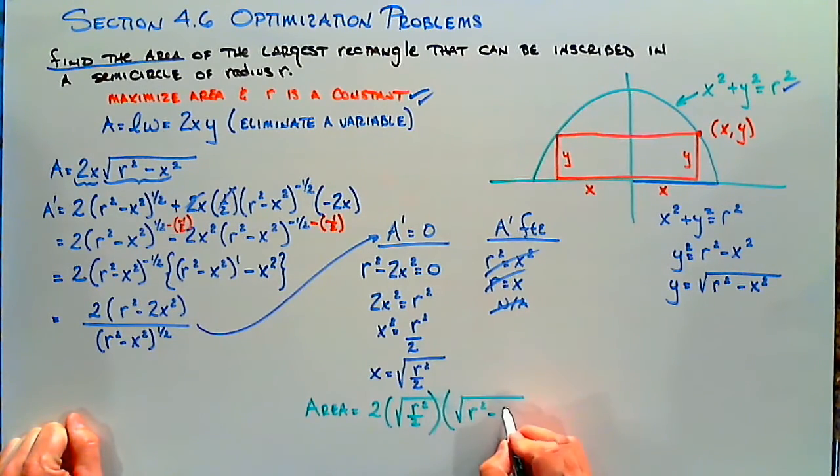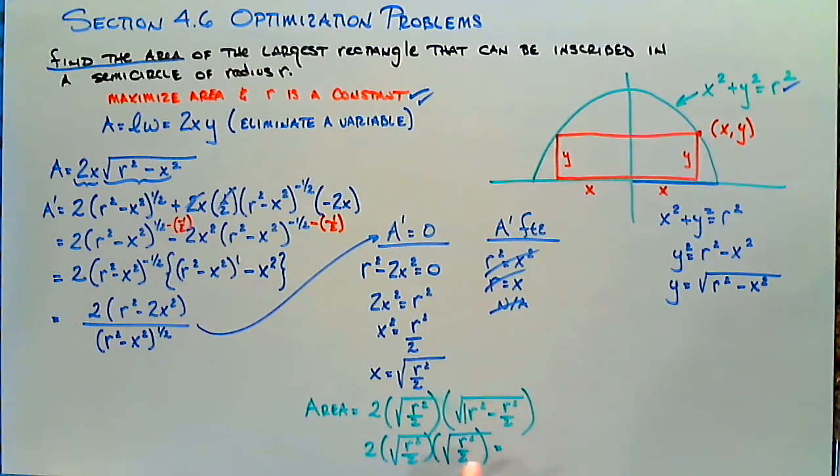Well, x squared is r squared over 2. So we have an r squared minus a half of an r squared. We've got this radical here. We've got r squared over 2. Over here we have a whole r squared minus a half of an r squared. Well, that gives us half of an r squared. If we multiply those together, the radicals are going to go away, right?